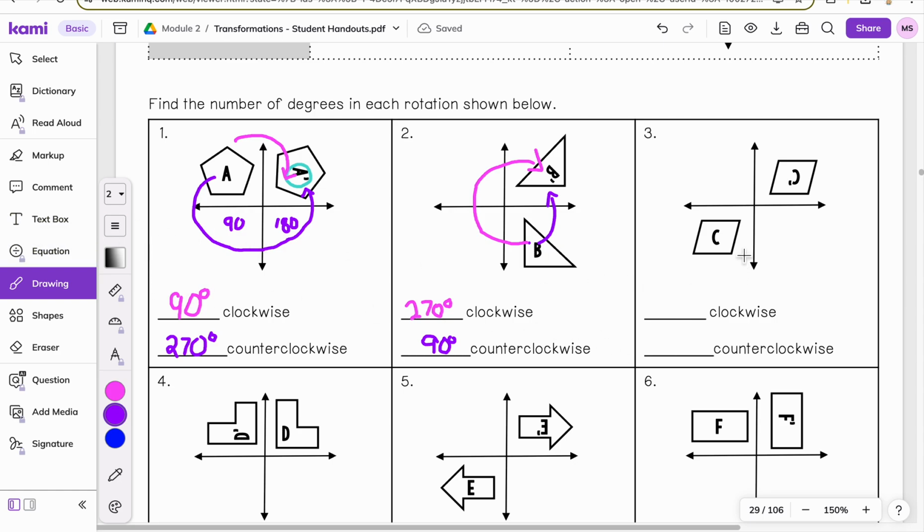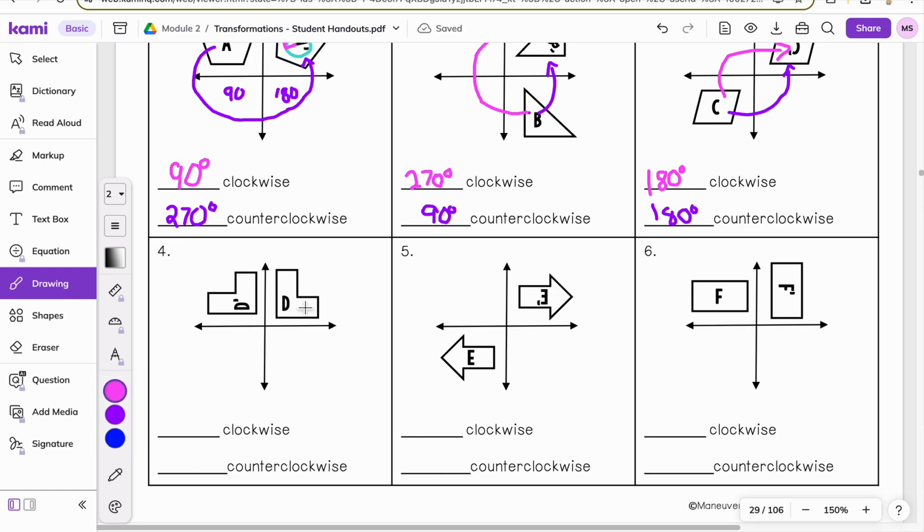All right. Over here, clockwise, we're starting at C, going to C prime. This is 90. This is 180. So we have 180 degrees clockwise, and actually 180 degrees clockwise is the same thing as 180 degrees counterclockwise. It lands us in the same direction.